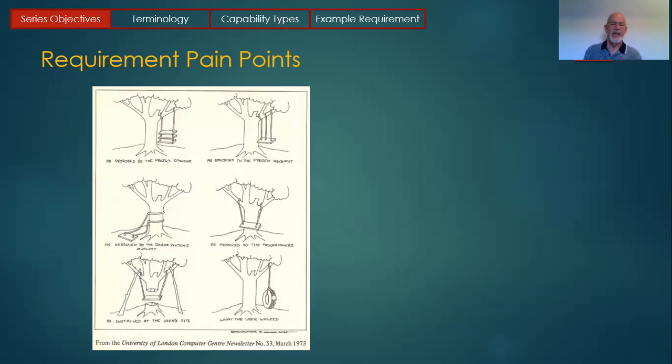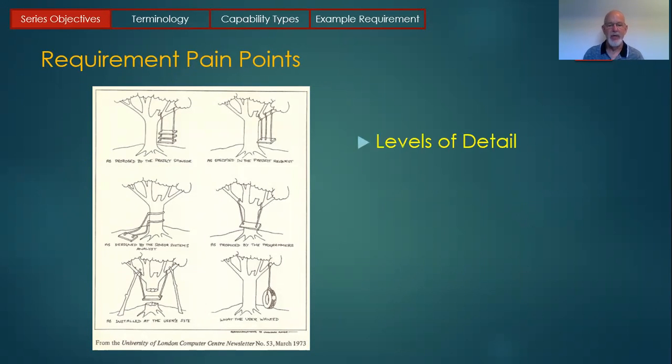Okay, what we're trying to address here is pain points related to requirements, and nothing illustrates that better, I believe, than this cartoon that's been around for years. You can see the date on this, 1973. So almost 50 years, this has been a pain point related to requirements. You still see versions of this cartoon pinned up in IS shops wherever you are.